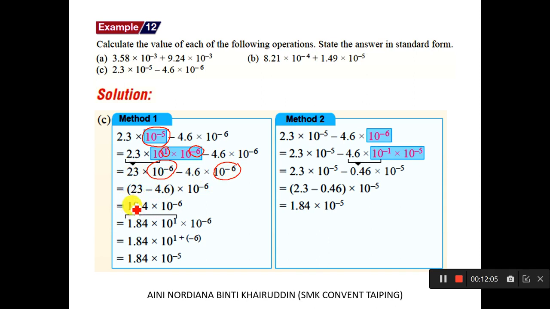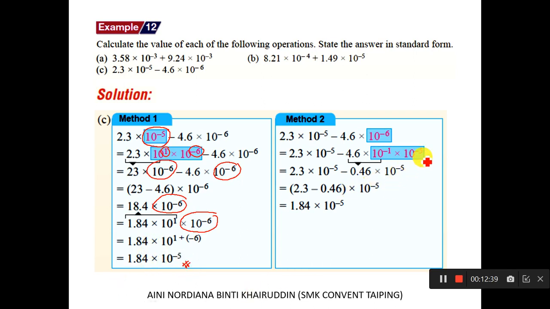This is not in standard form. So change it to standard form. It becomes 1.84 times 10 to the power of 1 times 10 to the power of negative 6. This remains unchanged. We just change this number 18.4 to standard form. So this is the law of indices. We just plus the power. So 1 plus negative 6 equals negative 5. So this is the final answer.